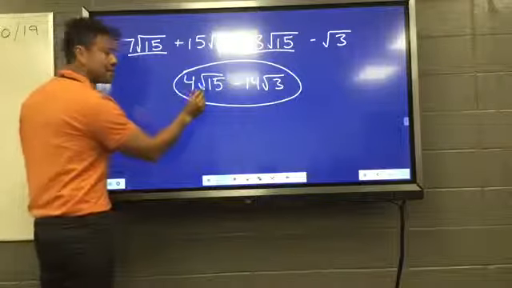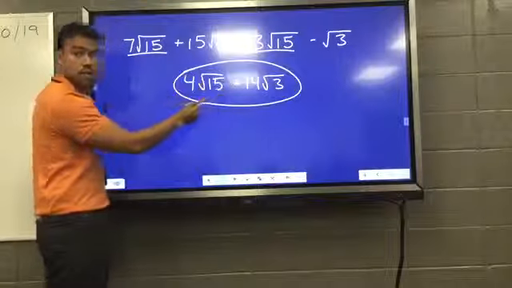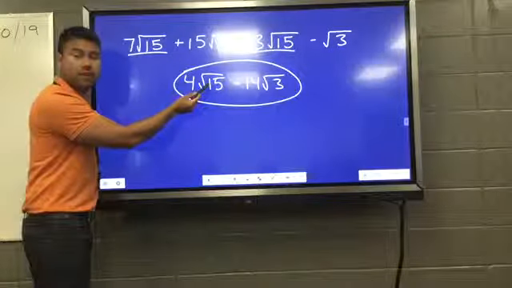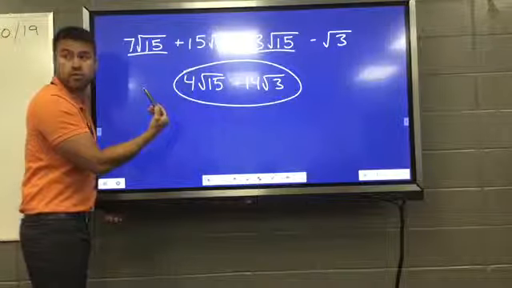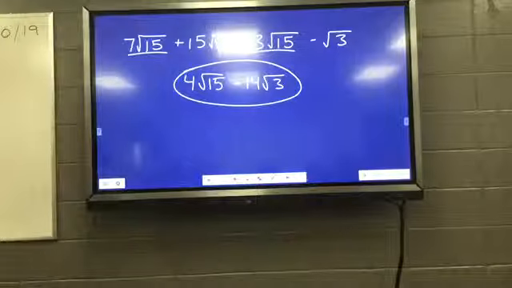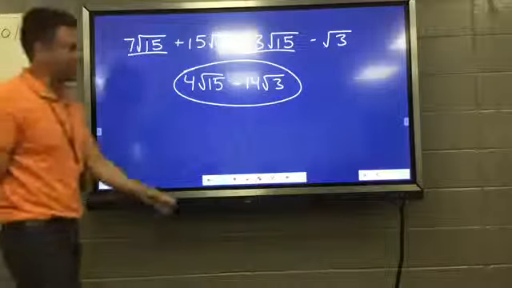Okay, look at this one right here. Can you simplify that? This is yesterday's lesson. What are the factors of 15? 3 and 5. Are either one of those perfect squares? No, so you're done with that. Why do I keep asking that? Because the next problem is going to be like that, because you have these problems.